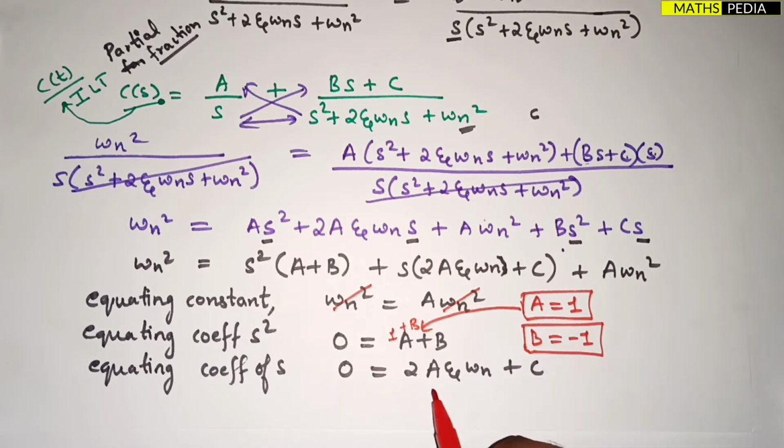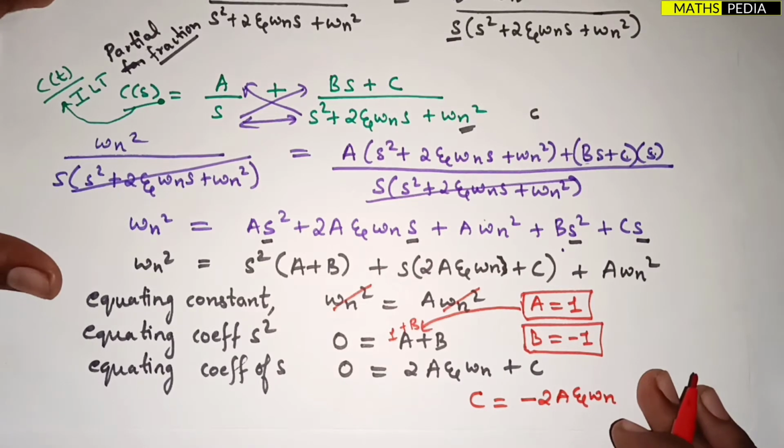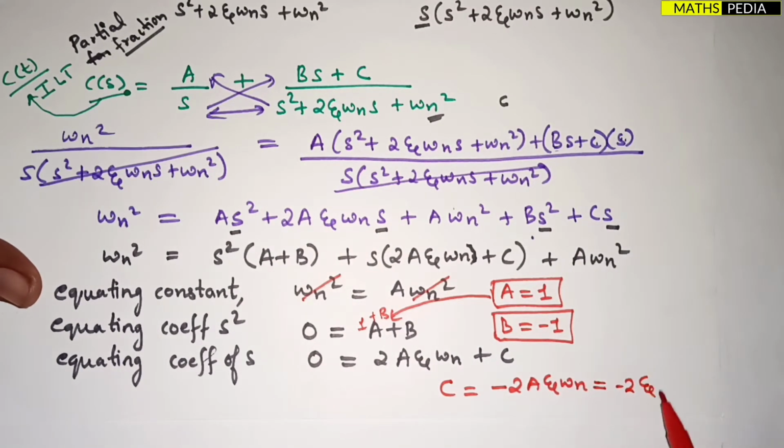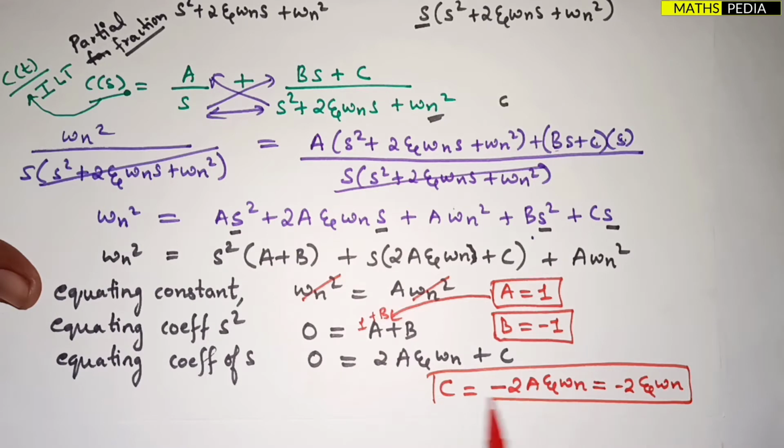Next, a and b value I got. So a value I can put it over here and get the value of what? C, correct? So 0 is equal to a value is what? Nothing but 1. So c becomes what? C is equal to minus 2a zeta omega n. Now in this, a value I'll put, a is 1, correct? So minus 2 zeta omega n will be c value. So all the values I got.